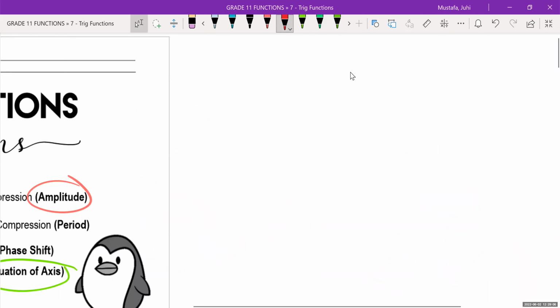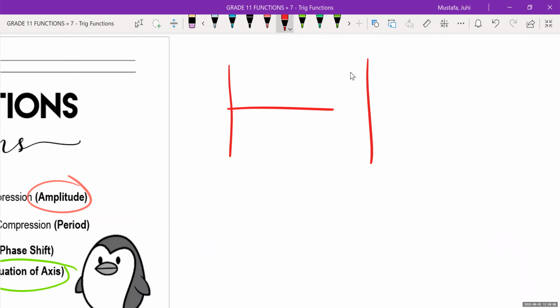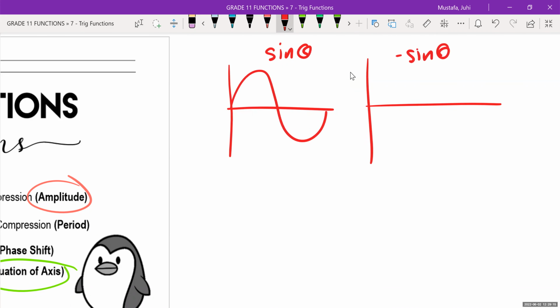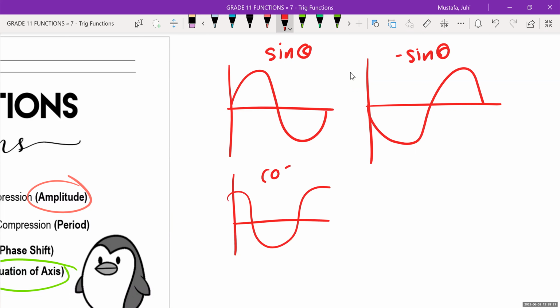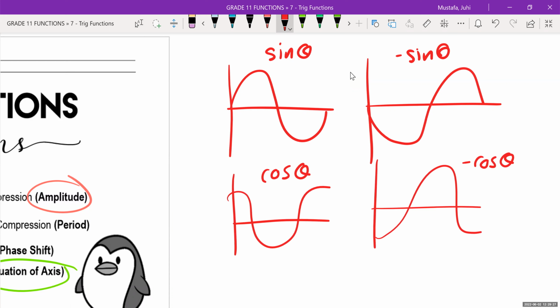I also want to remind you what these graphs look like. So a positive sine theta graph looks like this, and a negative sine theta graph looks like this. It's just a vertical reflection. A positive cos theta graph looks like this, and a negative cos theta graph looks like this. And this is really important because it tells you the pattern of where you're going to be putting your points.